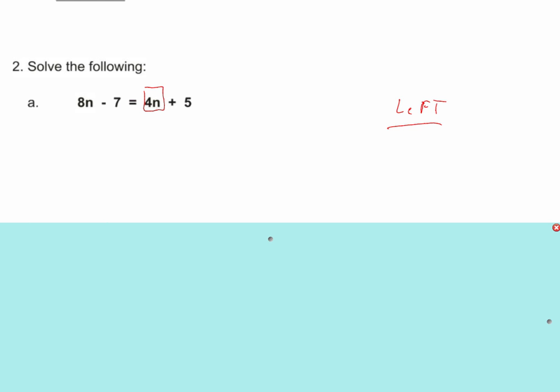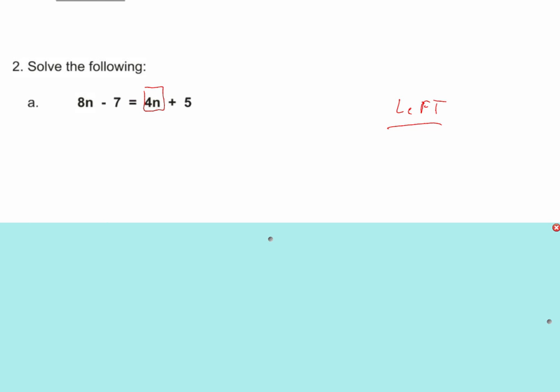If I have to tell you the answer, you may remember it, you may not. But if you think of it and figure it out, you'll probably remember it the rest of your life. So how are we going to move that 4n to the other side? That's the question. All right? And I'm open for suggestions.